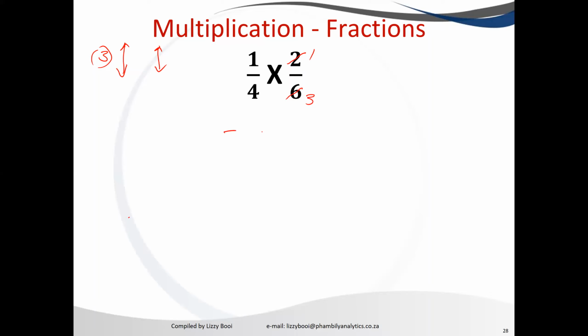Therefore, what we are left with is 1 times 1 over 4 times 3. And the answer we are left with is 1 times 1 is 1. 4 times 3 is equal to 12.